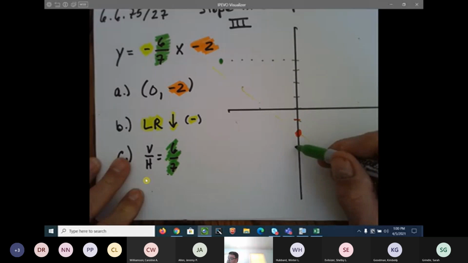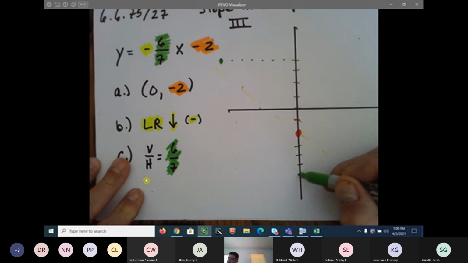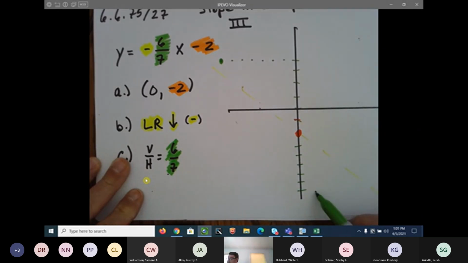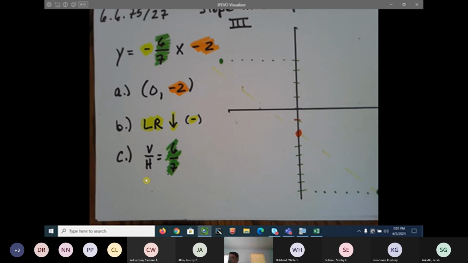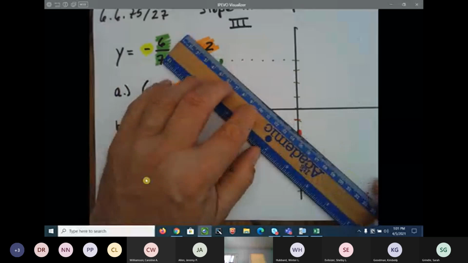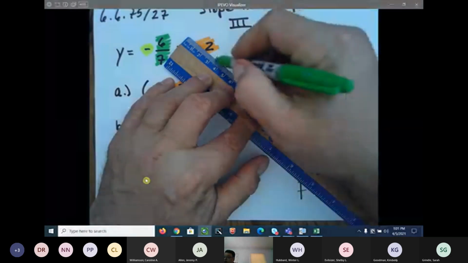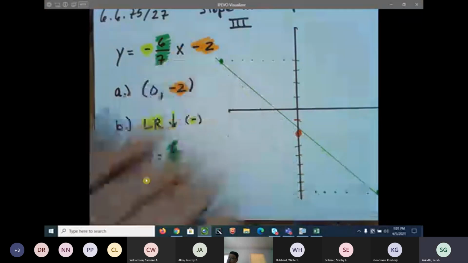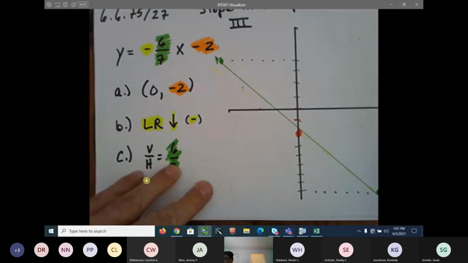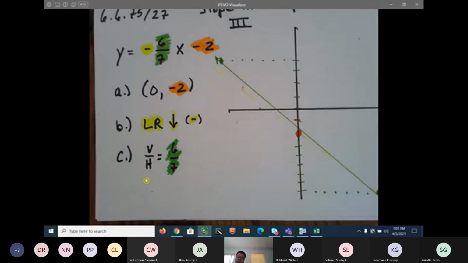So go down. 1, 2, 3, 4, 5, 6. There ain't no trace line over here. Trace line's over here. 1, 2, 3, 4, 5, 6, 7. And 3 dots. Now I don't have graph paper, so mine's a little bit off, but you get the point. And that's your line. Cool.